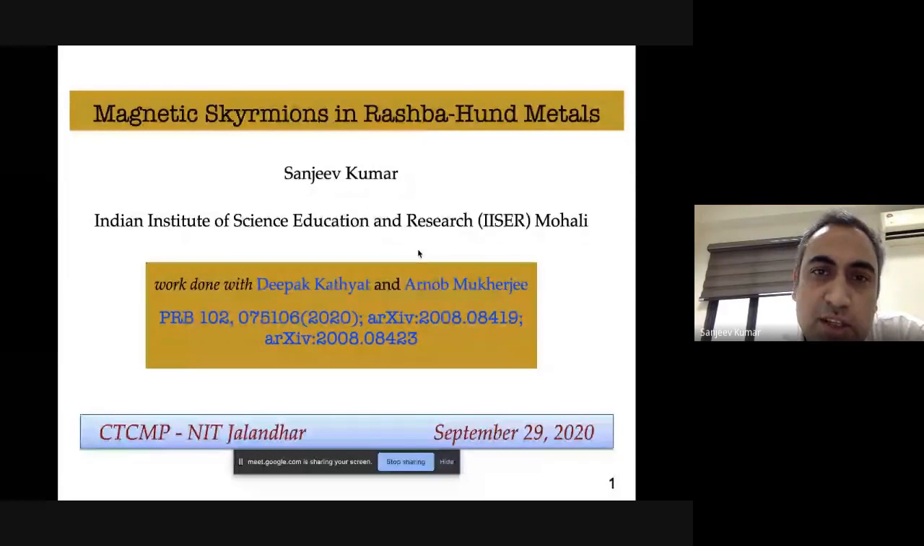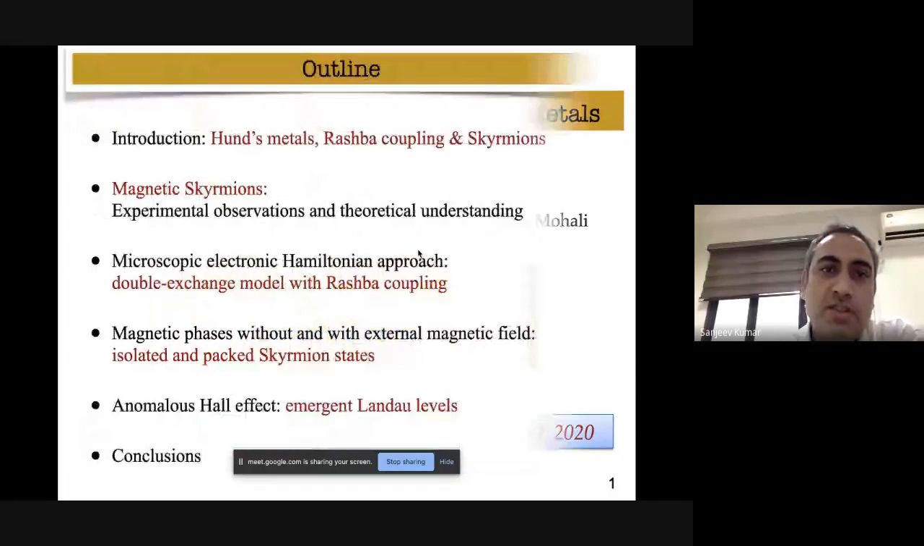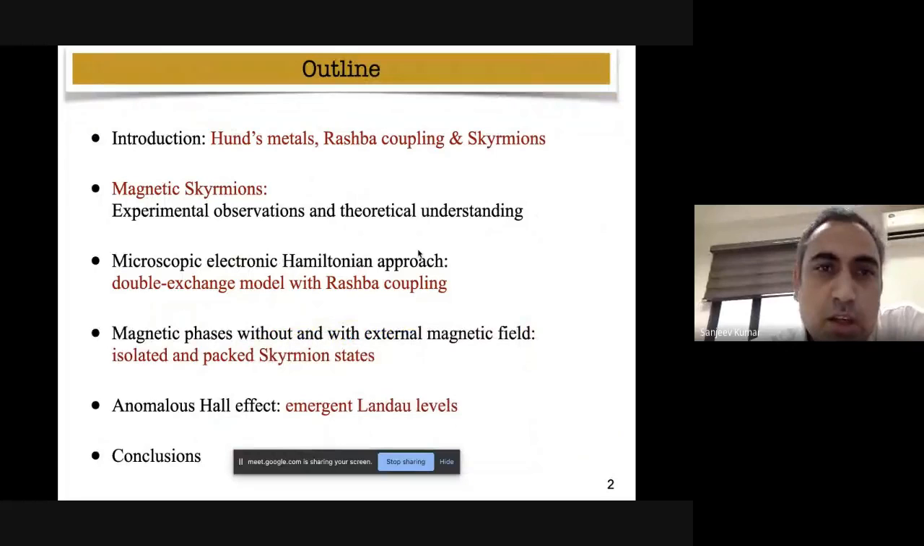This is the outline of my presentation today. You will notice that the title has these three keywords: Rashba, Hund's, and Skyrmions. So basically the task for me in the introduction is to introduce you all to these three concepts. In particular, in the first few slides, I'll talk about what is a Hund's metal, what is the Rashba coupling, and what are magnetic skyrmions. That will be the task for the introduction.